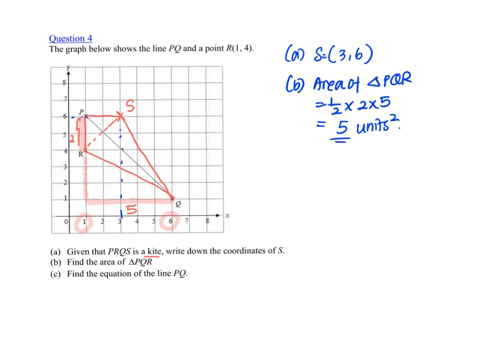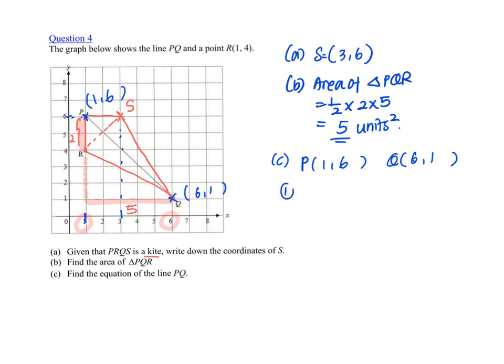Part C, find the equation of the line PQ. So in order to find the equation of line PQ, first we need the 2 points, P and Q. So P is the point. What's the coordinates of this point? P is 1, 6. Okay. And Q is the point. What's the coordinates of this point? Q is the point 6, 1. Oh, they look very familiar, isn't it? They look like almost the same. So please be careful when you read your coordinates. X first, then Y.